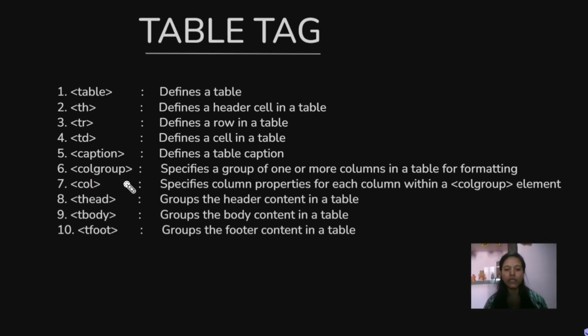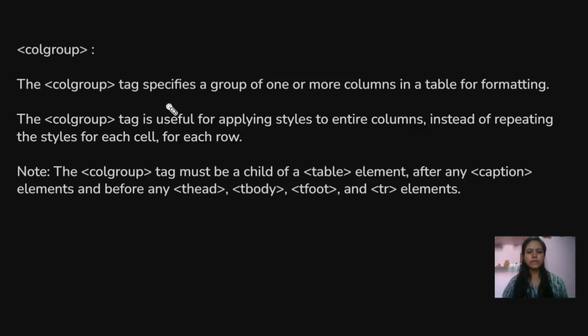Column group, colgroup, specifies a group of one or more columns in a table for formatting. The colgroup tag specifies a group of one or more columns in a table for formatting. If we need to format one or more columns, we use the colgroup, and inside the colgroup we write the columns. The colgroup tag is useful for applying styles to an entire column instead of repeating the style for each cell in each row. So it applies to the entire column, not a single cell.